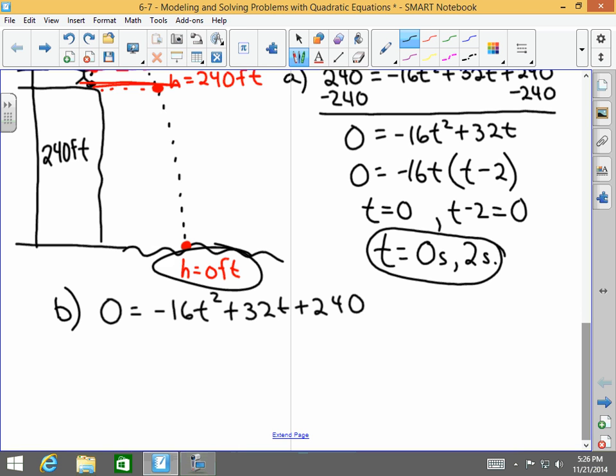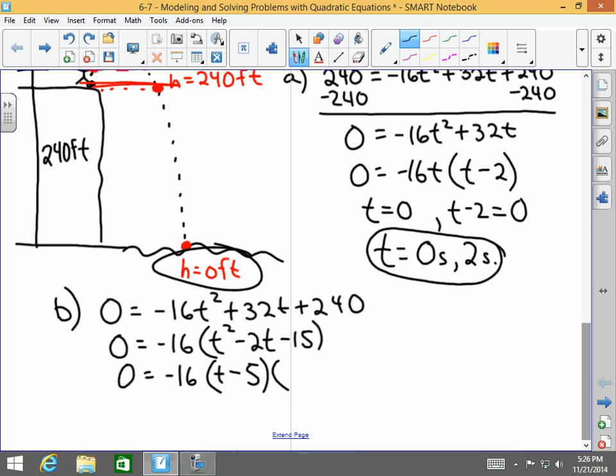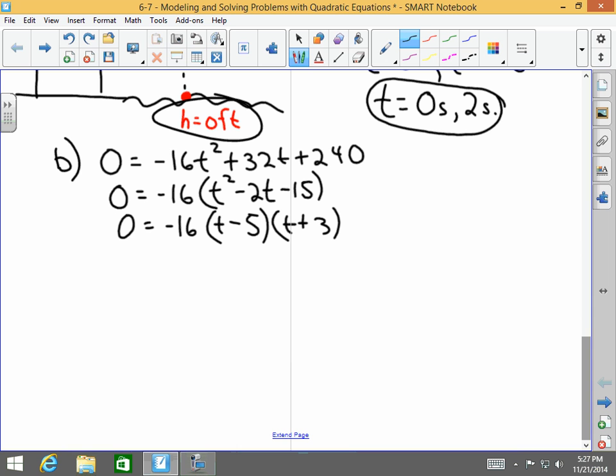0 equals negative 16t squared plus 32t plus 240. Let's go ahead and factor out a negative 16, which leaves me with t squared minus 2t minus 15. Let's factor this out. I've got negative 16 times t minus 5 times t plus 3. Please remember, what times what is negative 15, but when added together is negative 2.